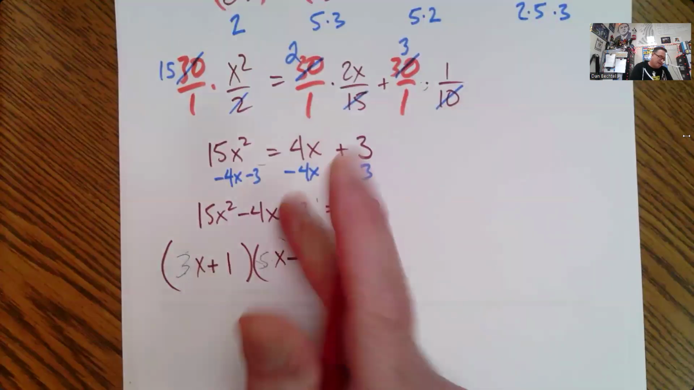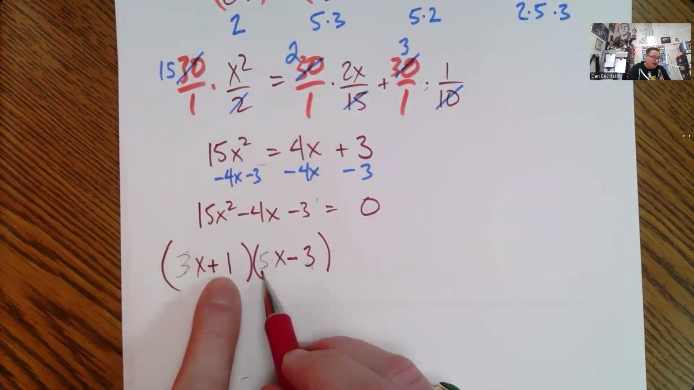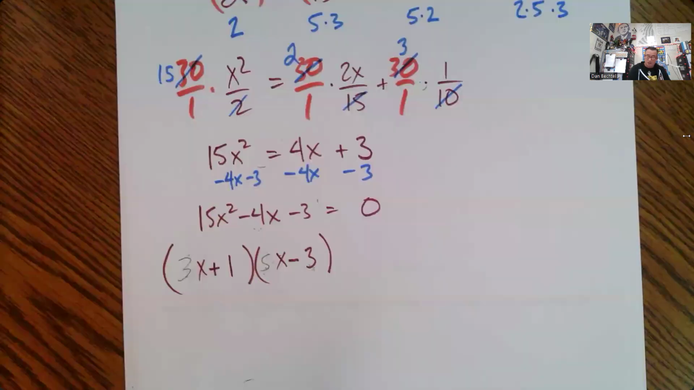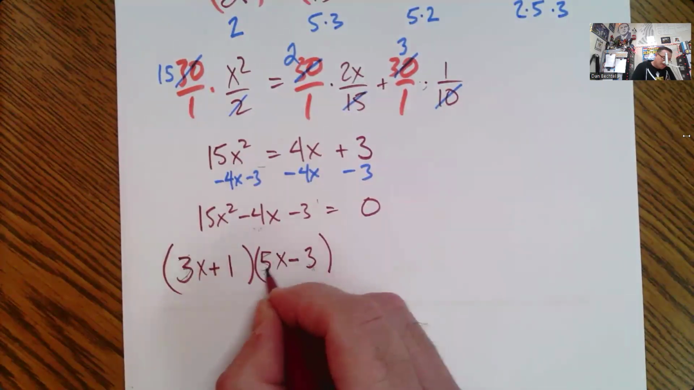There's a 3 and there's a 5. 3 times -3 is -9. -9 plus the +5 is going to give you that -4. Okay, so that is the one that I want. That is going to be 3x plus 1, 5x minus 3.